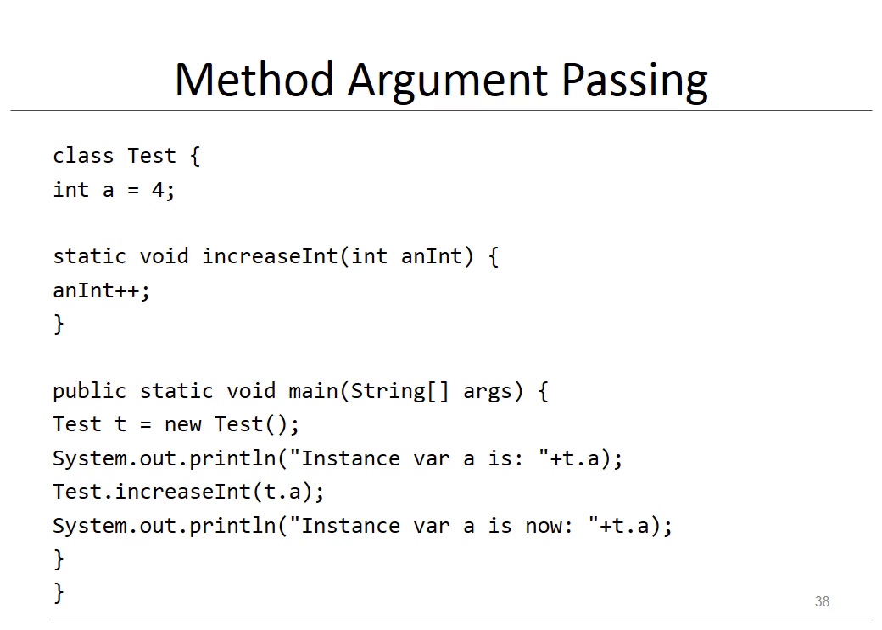Here you can see our first example. Let's discuss it in more detail. The class test has one instance variable a, which is of type integer and initialized to 4. The class method increaseInt takes one input variable, referred to as an int, and increases it with 1. The main method creates a new test object t. It then prints out the value of its instance variable a. What do you think the result will be?